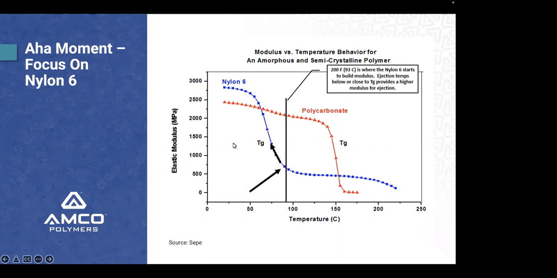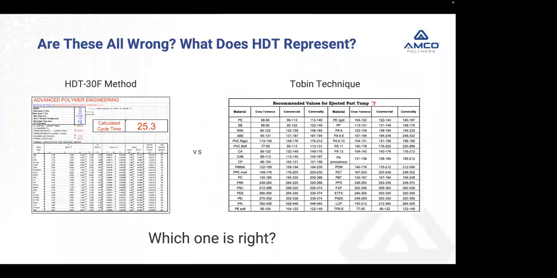So I started doing some investigation and started thinking about these DMA curves and what they mean to me. I started thinking, all right, are these all wrong? What does HDT represent? Bill Tobin here, he was close, but where do these numbers come from? This one is the HDT minus 30 method. Are they getting it from HDT or what?